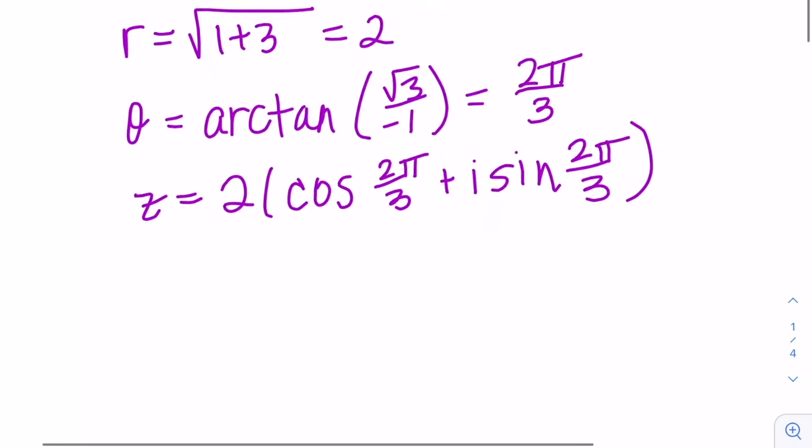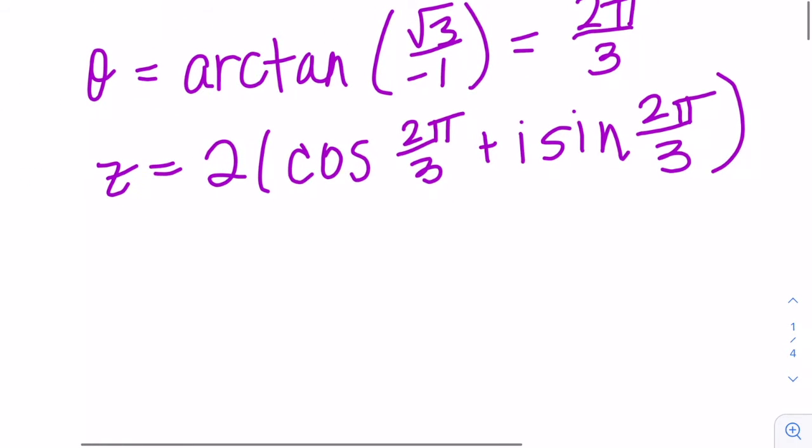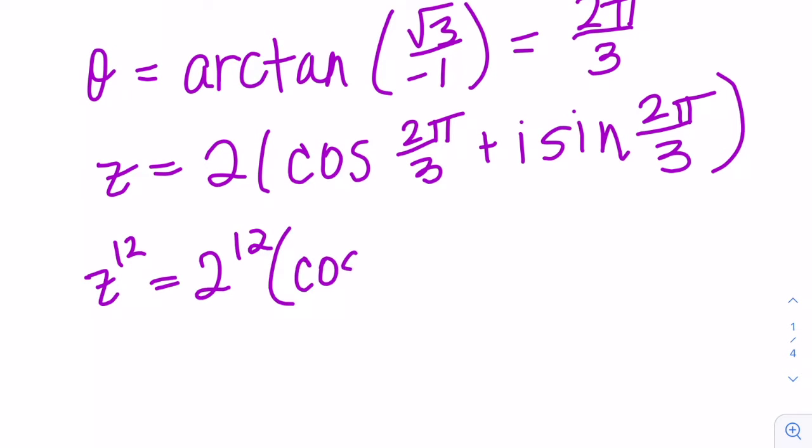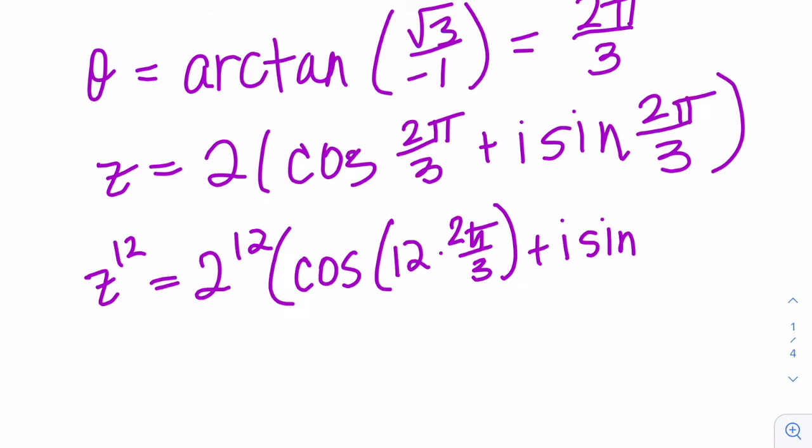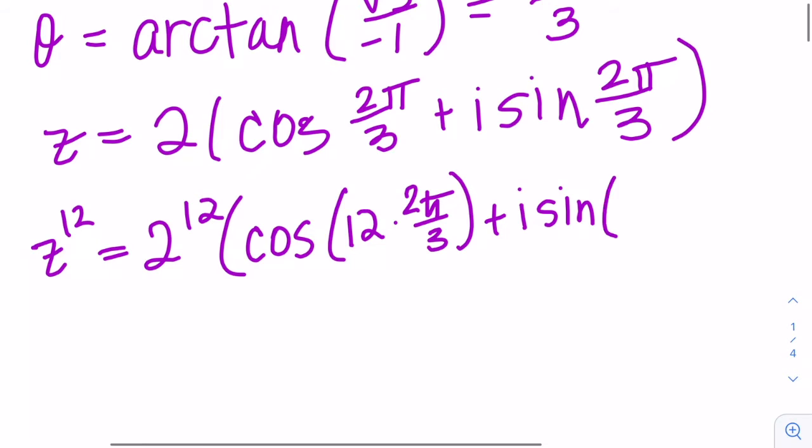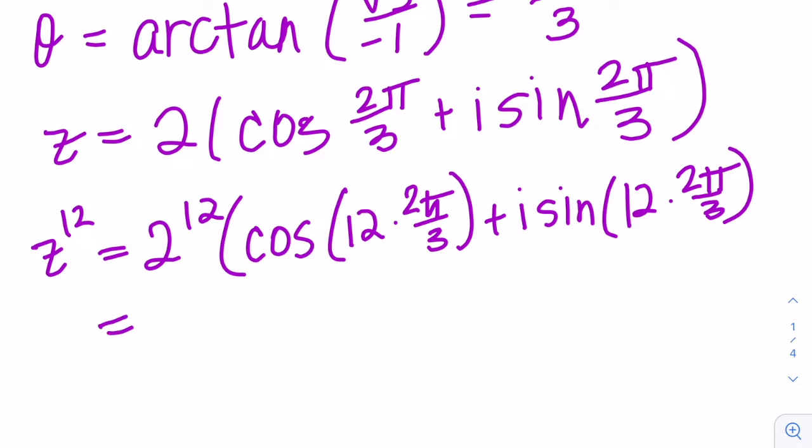Now we want to raise this number to the 12th power. So z to the 12th power, we have to raise 2 to the 12th power, and we're going to multiply these angles by 12. Let me put that in parentheses there. So we'll have cosine of 12 times 2 pi over 3 plus i times sine of 12 times 2 pi over 3. When we simplify this, this is 4,096, and the angle is going to be 8 pi.